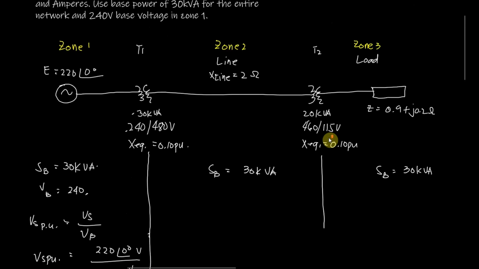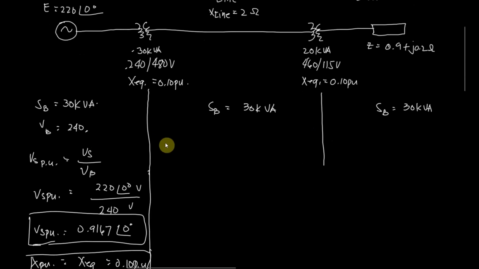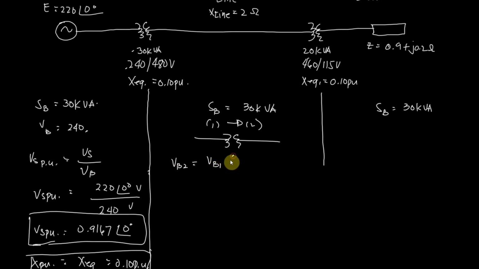Pagdating naman sa ating zone 2, ang given lang sa atin na base quantity is yung base power which is 30 kVA. So, yung ating base voltage na nasa primary ng transformer 1 which is nasa zone 1, kailangan natin i-convert sa zone 2. So, para magawa natin yan, i-recall natin yung ating conversion ng base voltage kanina. So, ito yung ating 1, ito yung ating 2. Okay? So, pag ganito ang movement natin from this side of the transformer, ang ating formula is V base 2 is equal to V base 1 times V rated 2 divided by V rated 1.